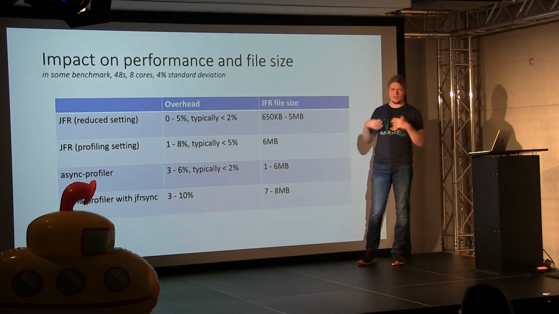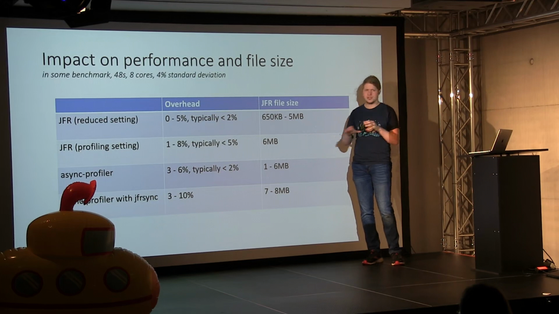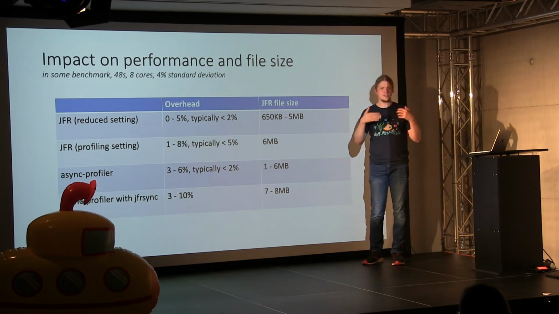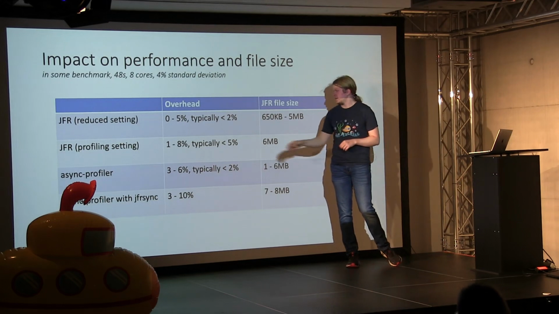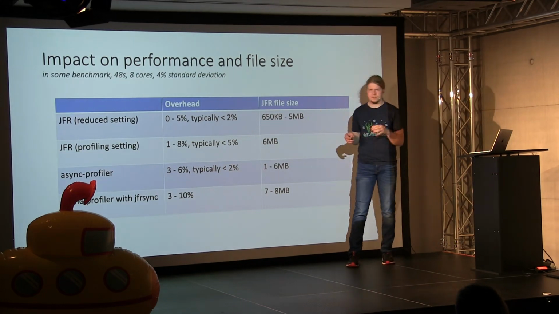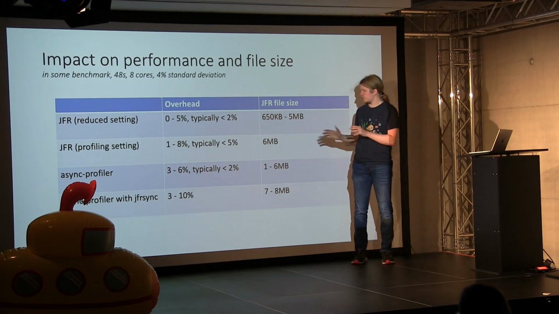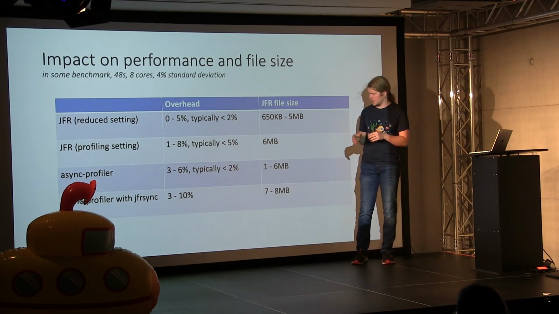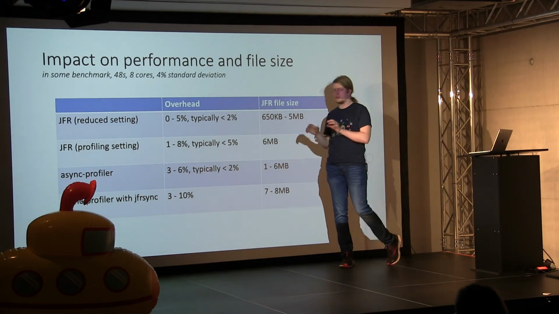Then the file that is produced, the JFR file, is between 650 kilobytes and 5 megabytes, depending on your specific settings. Then there's JFR in the profiling setting. You get a bit higher overhead, but it's usually still lower than 5%, with around a 6 megabyte JFR file size. And the same is essentially true for Async Profiler and also for Async Profiler with JFR Sync.